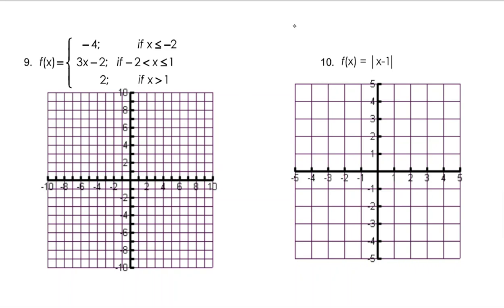10. This is asking you to remember what the absolute value of x looks like. That's a parent function. And then maybe apply a transformation rule where you have to shift it up, down, left, or right. Subtracting 1 from x shifts it right 1.